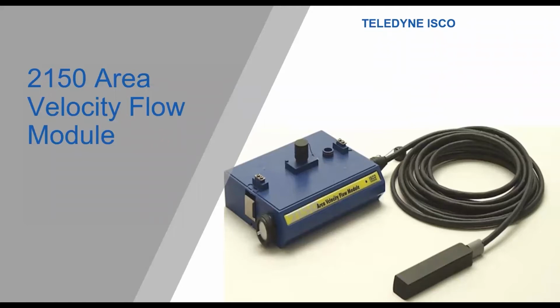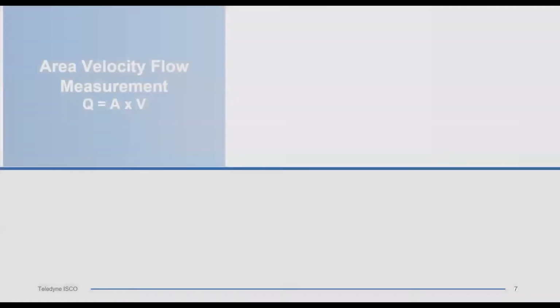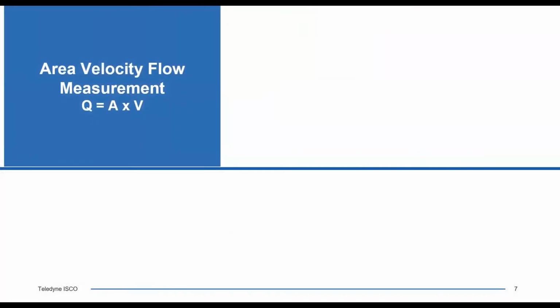So this might look familiar to many of you out there. This is a 2150 area velocity flow module, workhorse of the industry. We've been selling these since the late 90s and it has been an amazing product for us. Again, it's a very popular flow meter, flow logger, flow module that you'll see out there, and they use those a lot for inflow and infiltration studies.